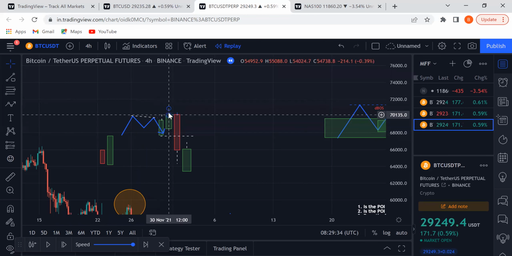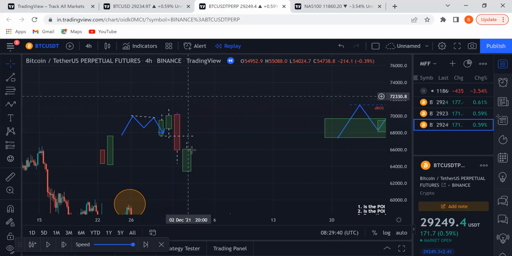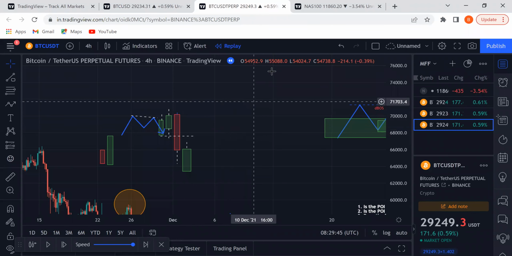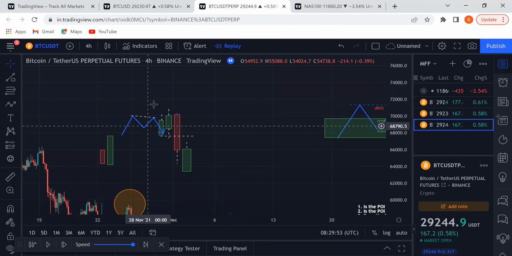So if your POI sweeps all of this liquidity, that means price will not have something to attract it upside. So if price comes back up on getting to this area, it will not have the strength to move up, because liquidity is like a magnet to price. You understand? So that's what we mean by a liquidity sweep.